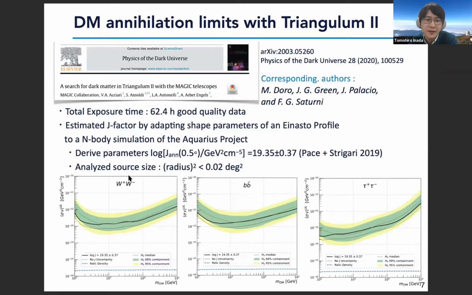And the analyzed source size is like this. So the radius squared is smaller than 0.02 degree square. And the result and the limit is similar to Ursa Major II. So in the case of the W channel, the limit is reaching 10 to the minus 23 cubic centimeters per second.